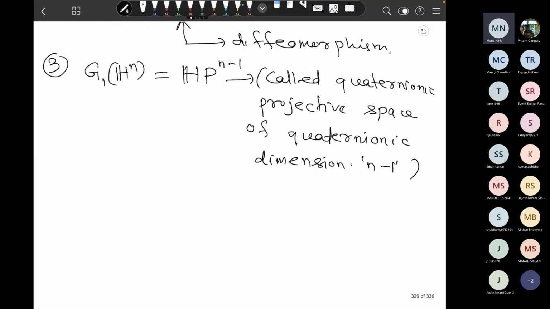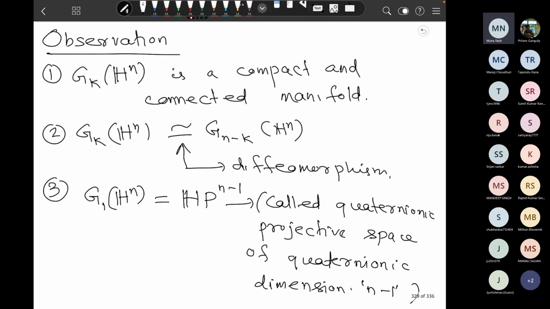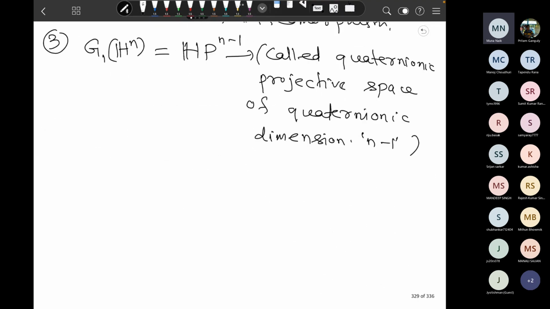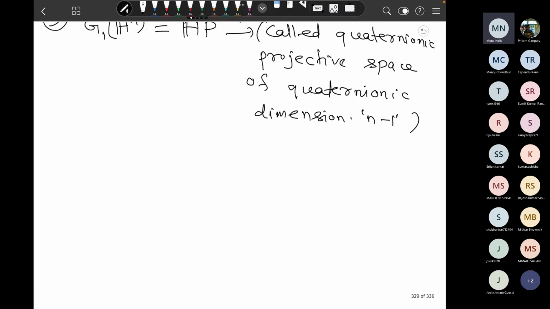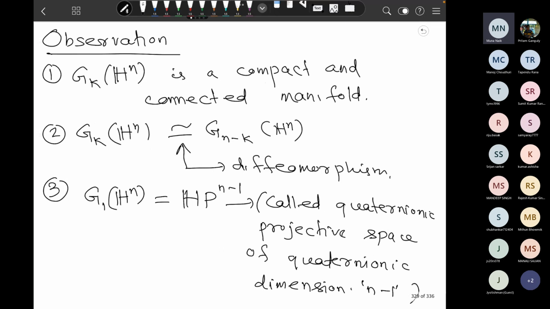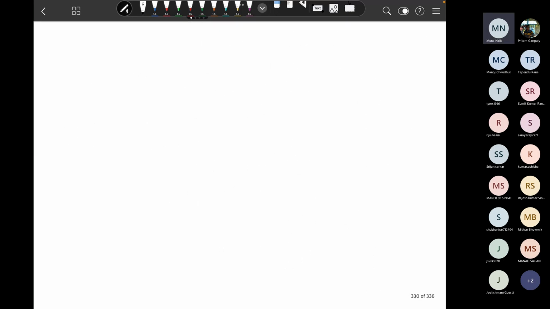So today we will really prove that G_K(R^n), all these Grassmannian manifolds, are really Riemannian symmetric spaces. But for that, we have to give some differential geometry preliminaries. Okay, so for that, I recall a proposition which I have written to you in that attachment actually. I have posted this thing.